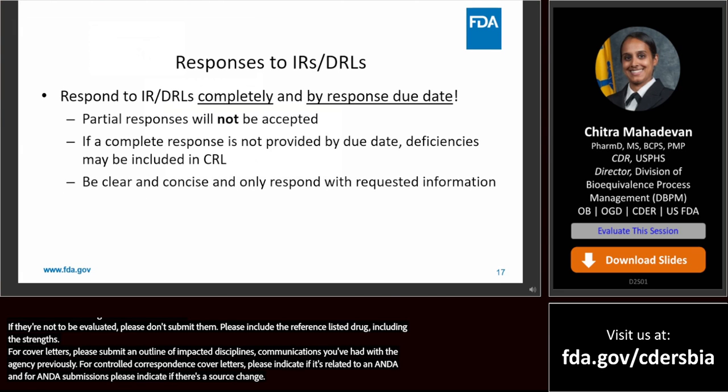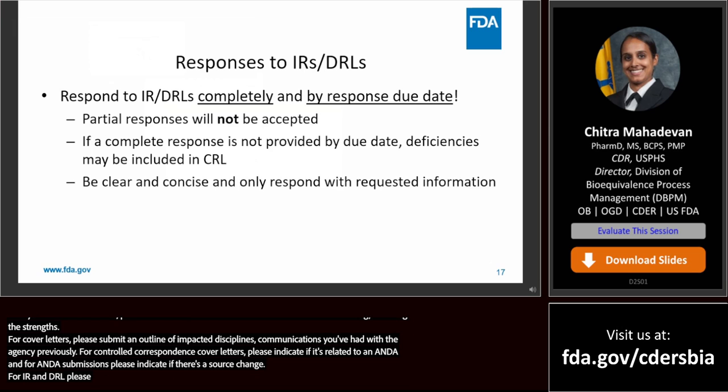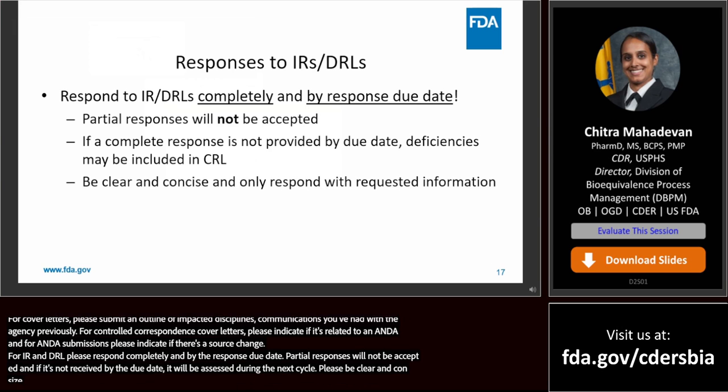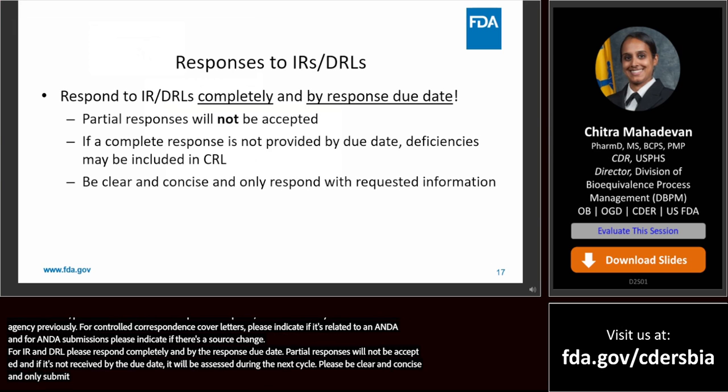For IRs and DRLs, please respond completely and by the response due date. Partial responses will not be accepted, and if responses are not received by the due date, the deficiencies may be included in the complete response letter and assessed during the next assessment cycle. Also, please be clear and concise and only submit the requested information, as unsolicited information may impact the assessment timeline and extend goal dates.